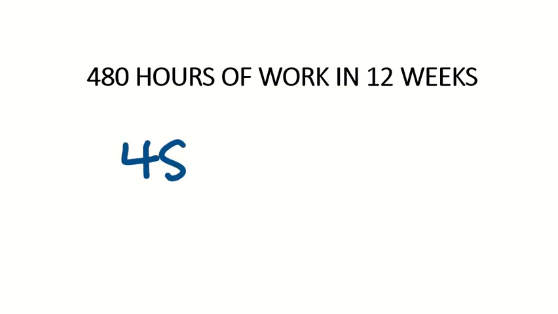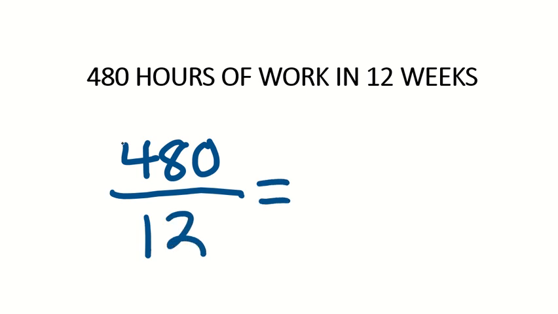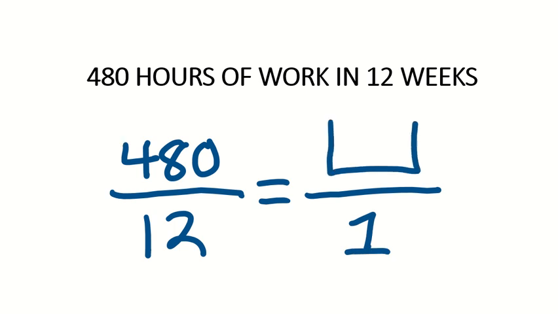So we're going to go ahead and put our 480 on top because we can write this like a fraction, and our 12 weeks on the bottom. To make it a unit rate, we just need to compare it to 1 instead of 12. So instead of 12 weeks, we're going to do 1 week. And we're going to figure out how many hours I worked per week.